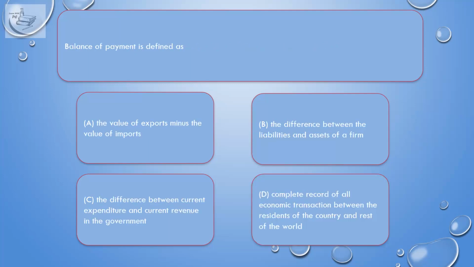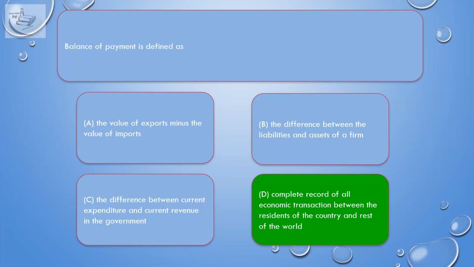Question: balance of payment is defined as A. The value of exports minus the value of imports. B. The difference between the liabilities and assets of a firm. C. The difference between current expenditure and current revenue in the government. D. Complete record of all economic transaction between the residents of the country and rest of the world.